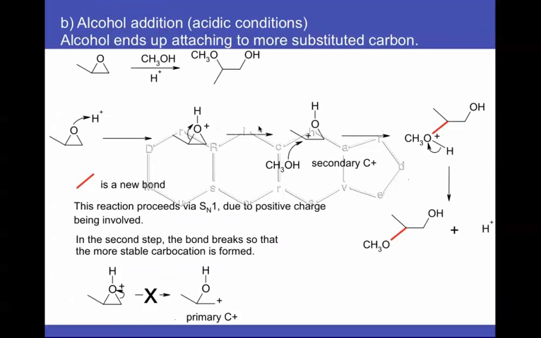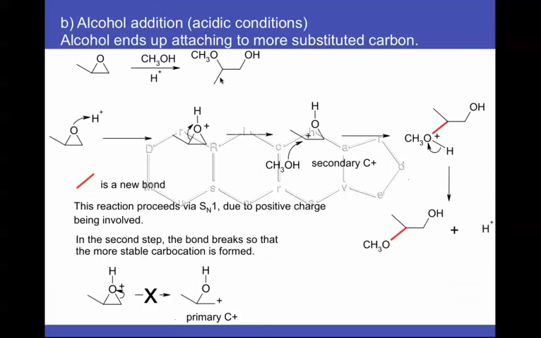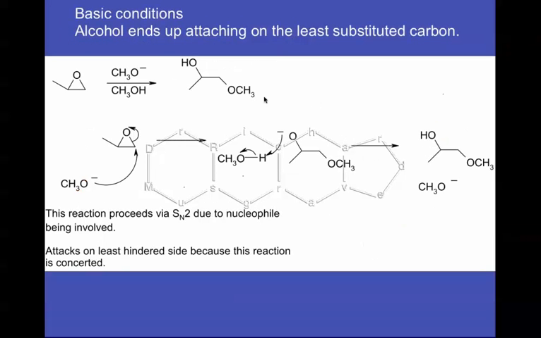Alright, I'd now like to talk about alcohol additions to epoxides. And there's two we'll be dealing with. An acid catalyzed one is going to give this product where the OCH3 ends up being placed on the more substituted carbon. And this one where the OCH3 ends up on the least substituted carbon. And both of these are a consequence of two different mechanisms. The first one is going via an Sn1 mechanism, and the second one is going via an Sn2 mechanism.